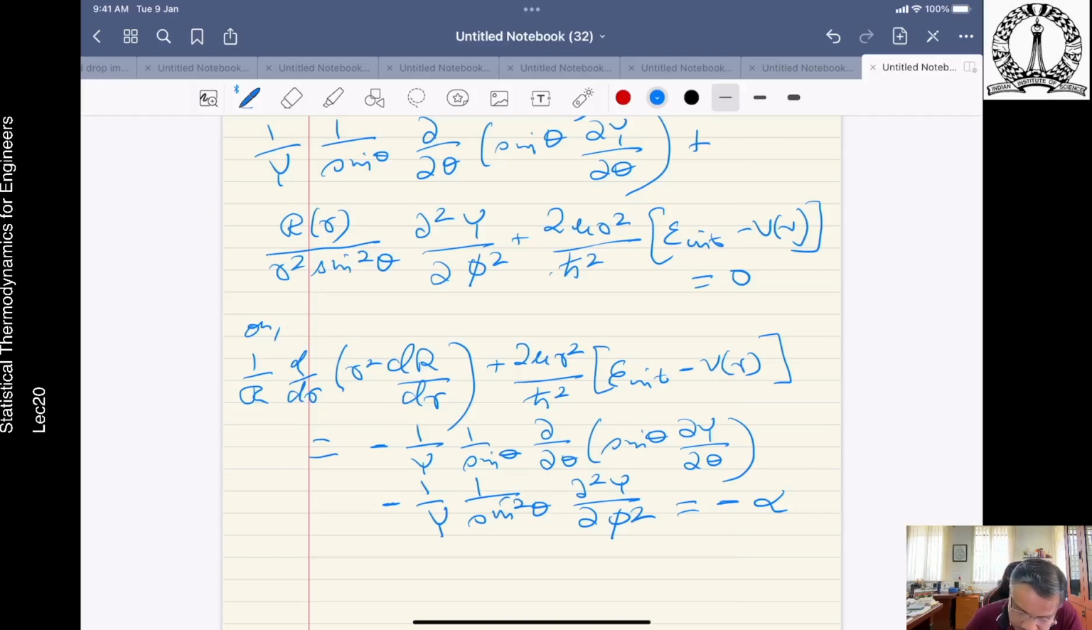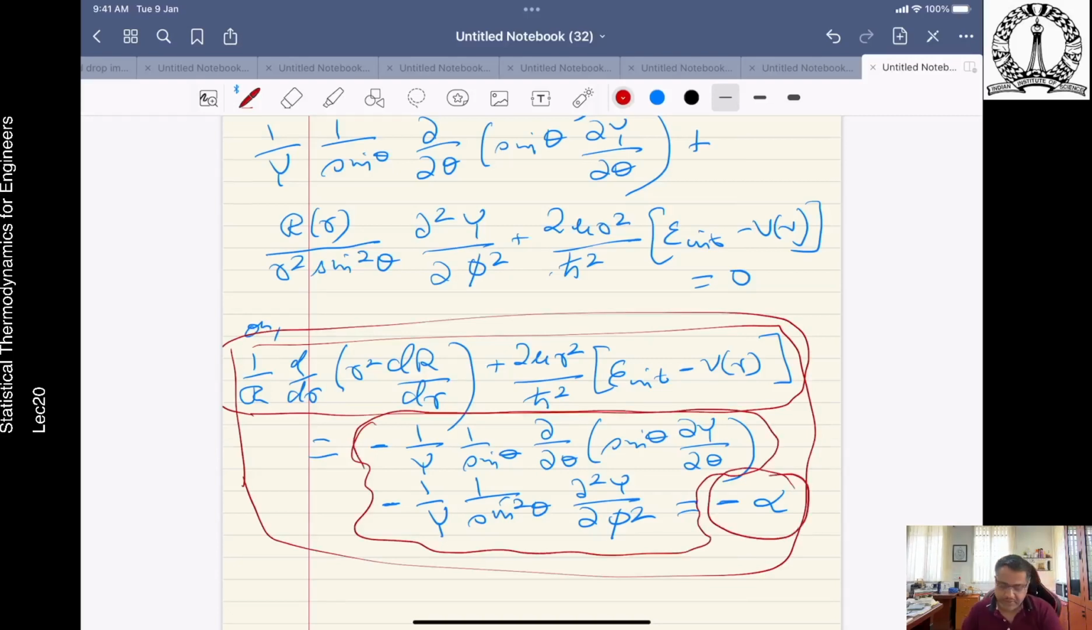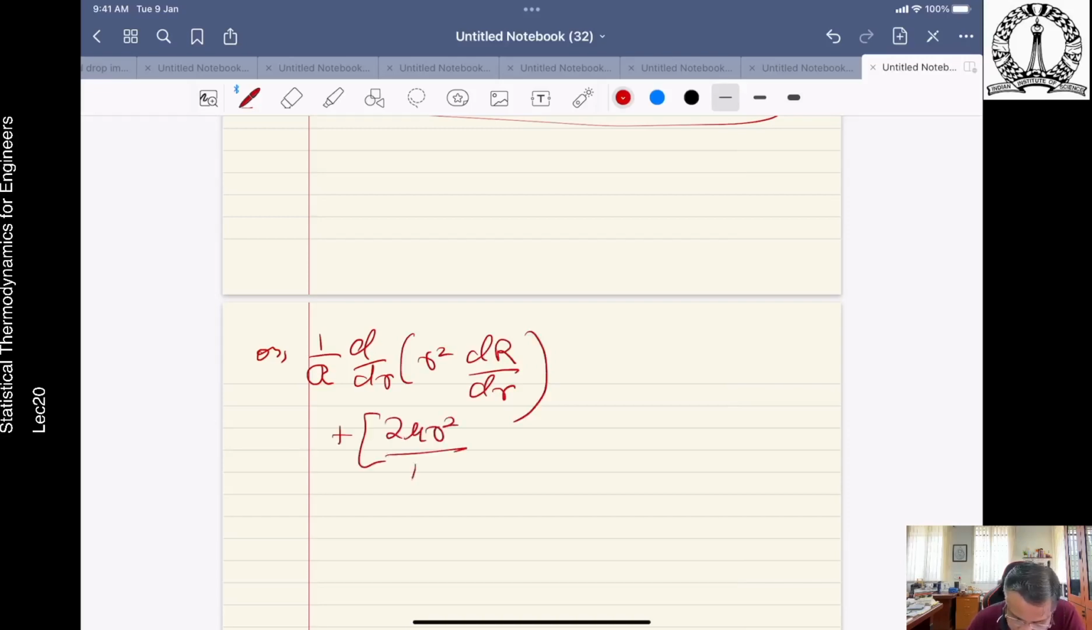Okay, so that is the expression that you get by separating out. So this part is a function of r, this part is a function of theta and phi, and this is basically the constant that you are dealing with. Okay. So if you now separate the two things out, it will be 1 over r d by dr squared d capital R by dr, plus 2 mu squared by h bar square (E internal energy minus V of r) minus alpha into capital R is equal to 0. So that's the first expression.